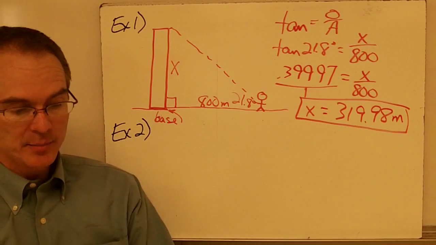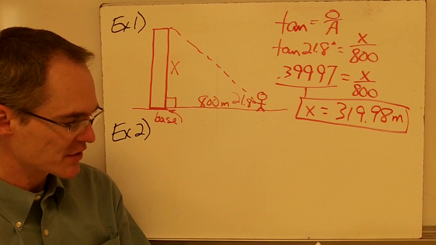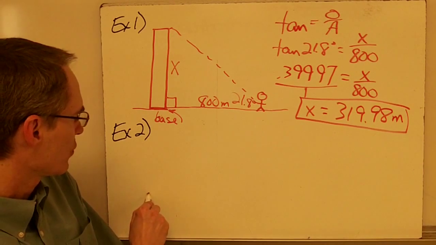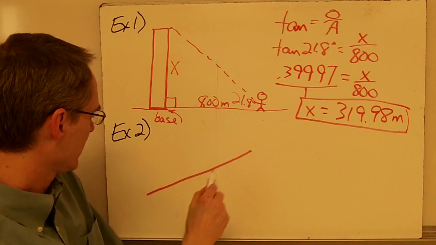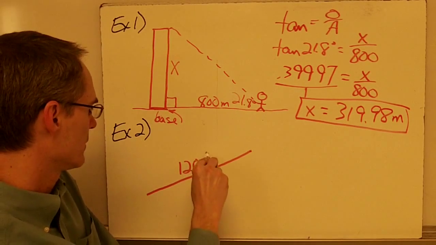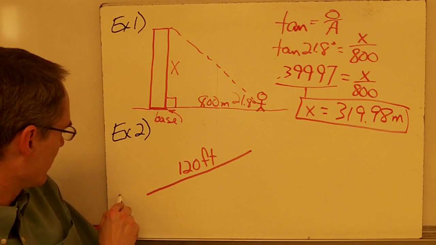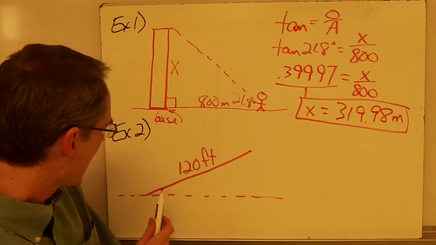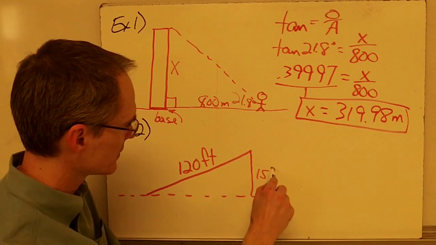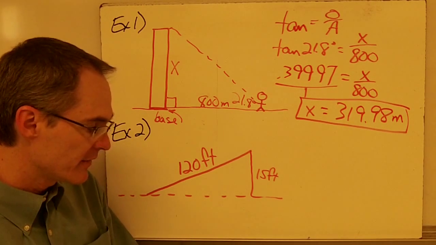All right, let's take a look at example number 2. Example number 2, a ramp is 120 feet long and rises vertically 15 feet. Okay, so let's see. A ramp is 120 feet long, so my ramp is 120 feet. Rises vertically 15 feet. Okay, so if here's the ground down here, and if my ramp rises vertically 15 feet, then this distance here is 15 feet. Find the angle of elevation of the ramp.